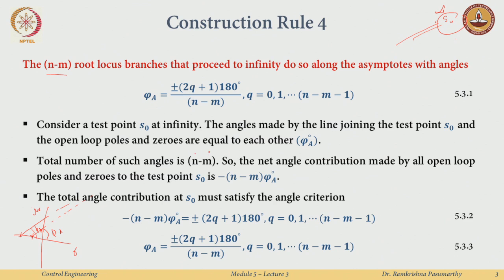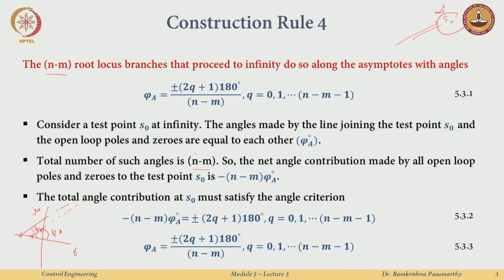So the net angle made by all open loop poles and zeros to the test point would be minus n minus m times phi a, with a negative sign because I am dealing with poles. Here there are two, so phi a and phi a, 2 times that, and then we are only interested in n minus m of them. What should these angles do? They should satisfy the angle criterion.